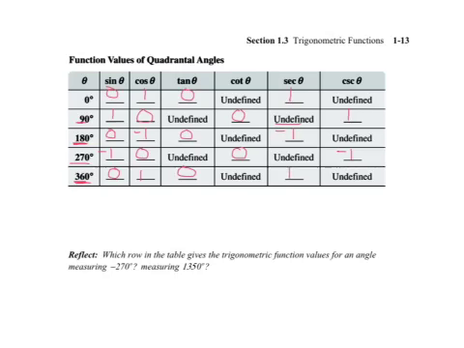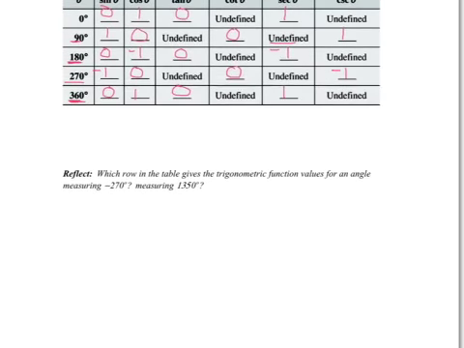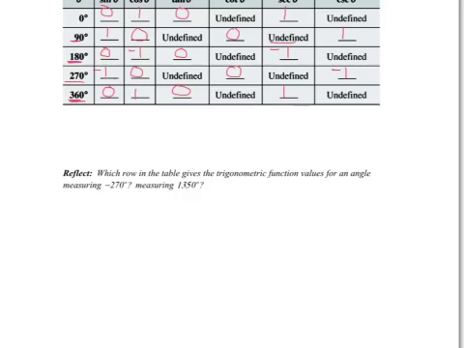So if we go down to our reflect here, it says which row in the table gives the trigonometric function values for an angle measuring negative 270 degrees, or 1,350 degrees. So remember, you can't have a negative, and so if we go around, that would end up being 180 degrees. That's it for section 1.3.